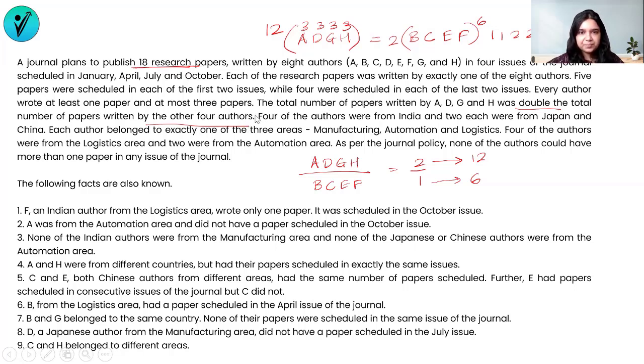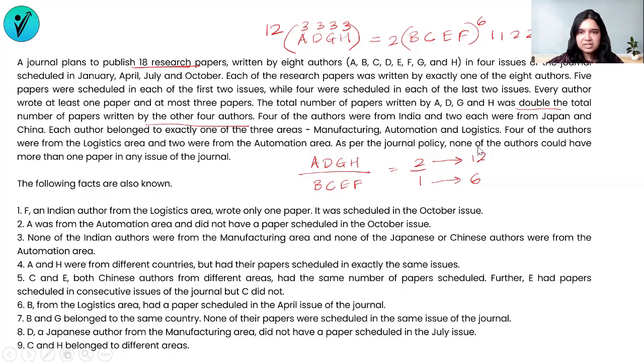Let's go to the next one. 4 of the authors were from India and 2 each were from Japan and China. Okay, so there are countries given. 4 authors from India, 2 each from Japan and from China. Each author belonged to exactly one of the 3 areas, which is manufacturing, automation, and logistics. We'll come to this again when we try and represent all this information. 4 of the authors were from the logistics area and 2 were from the automation area.